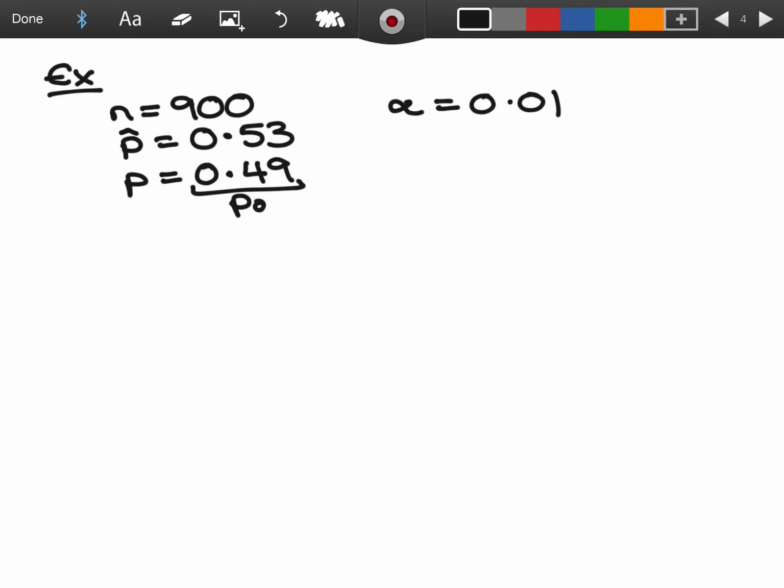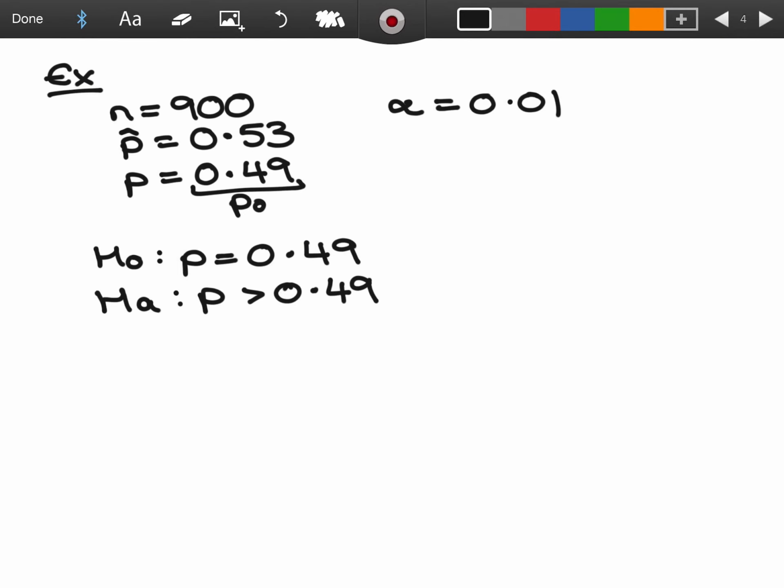First thing, let's write out our null and alternative hypotheses so at least we know what we're testing. Your null hypothesis is that the population proportion is equal to what they initially thought it would be, 0.49. Your alternative hypothesis is testing whether it is in fact greater than 0.49, because they've looked at this sample data and they've said, well, it's actually greater than 0.49. Now, we know that alpha, if we went on to step 2, alpha is 0.01.